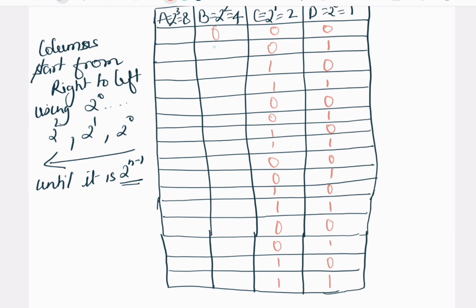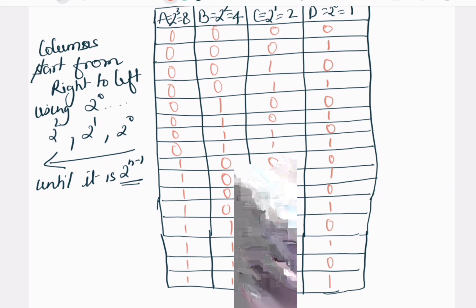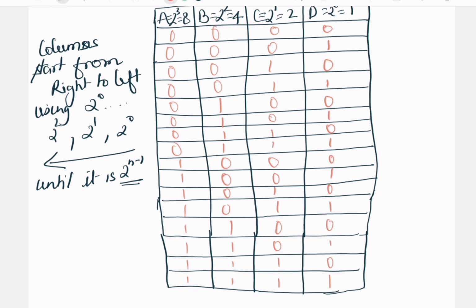So 4 times 0, 1, 2, 3 and 4, then 4 ones: 0, 0, 0, 0, 1, 1, 1 and 1. This is 8 times. So 8 times 0, and 8 times 1. So this gives you the basic combination of zeros and 1 in terms of input values for a truth table. Now we'll look into how these apply to the logic gates.